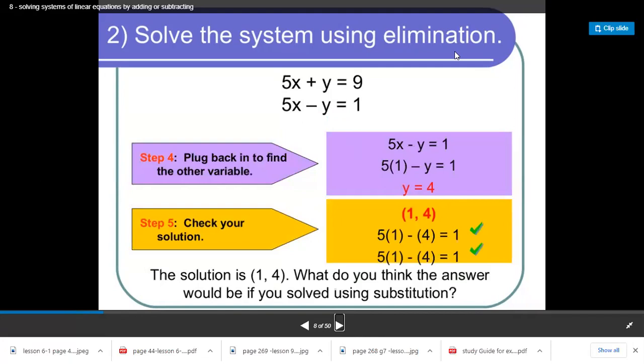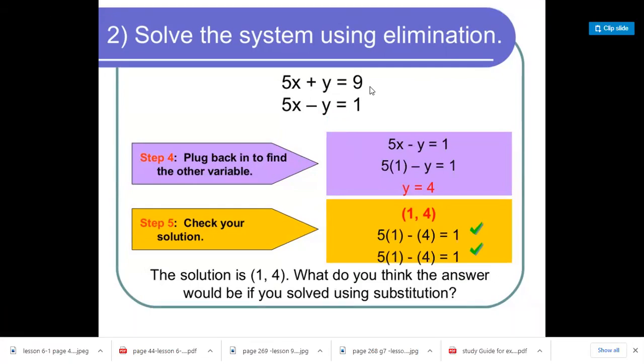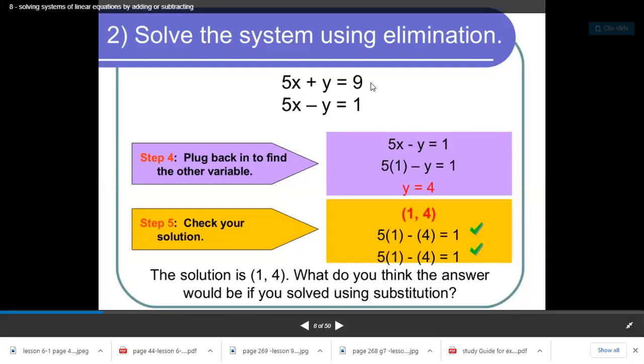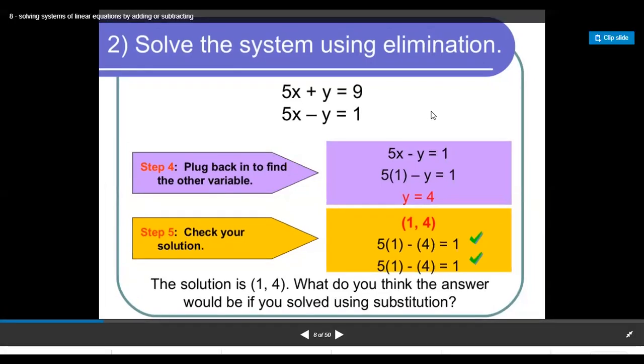How can we solve this question, grade 9? 5x plus y equals 9, 5x minus y equals 1. Bomika, could you please explain to us? Yes, we have the additive inverse of 1, so we will eliminate that. I couldn't hear you, please raise your voice. Miss Sahar, can you hear me now? Yes. Okay, please quickly.